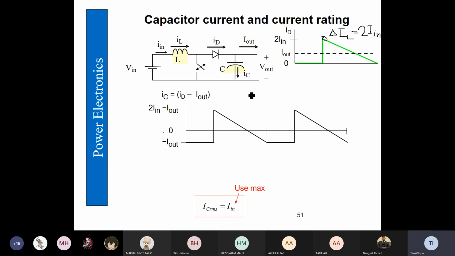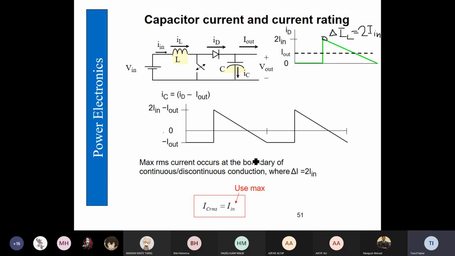And then from the diode current we take out the output current. So we subtract the output current from the peak as well, and therefore we have 2 I in minus I out, and on the negative side we have minus I out. So to find out again the current rating of the capacitor, we use the capacitor current as equal to the input current.